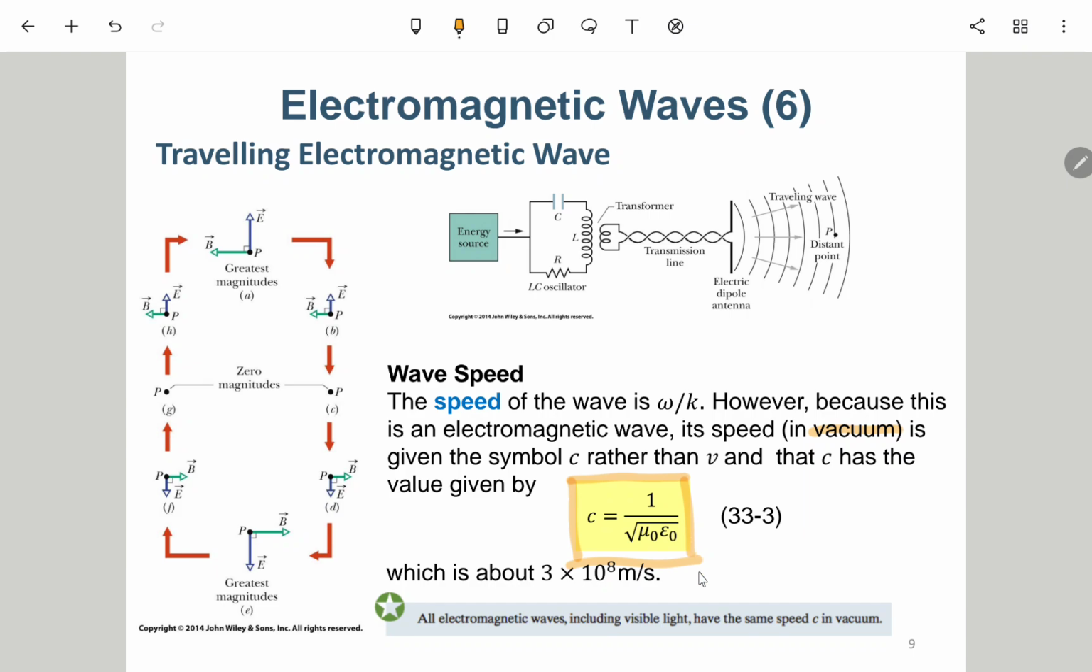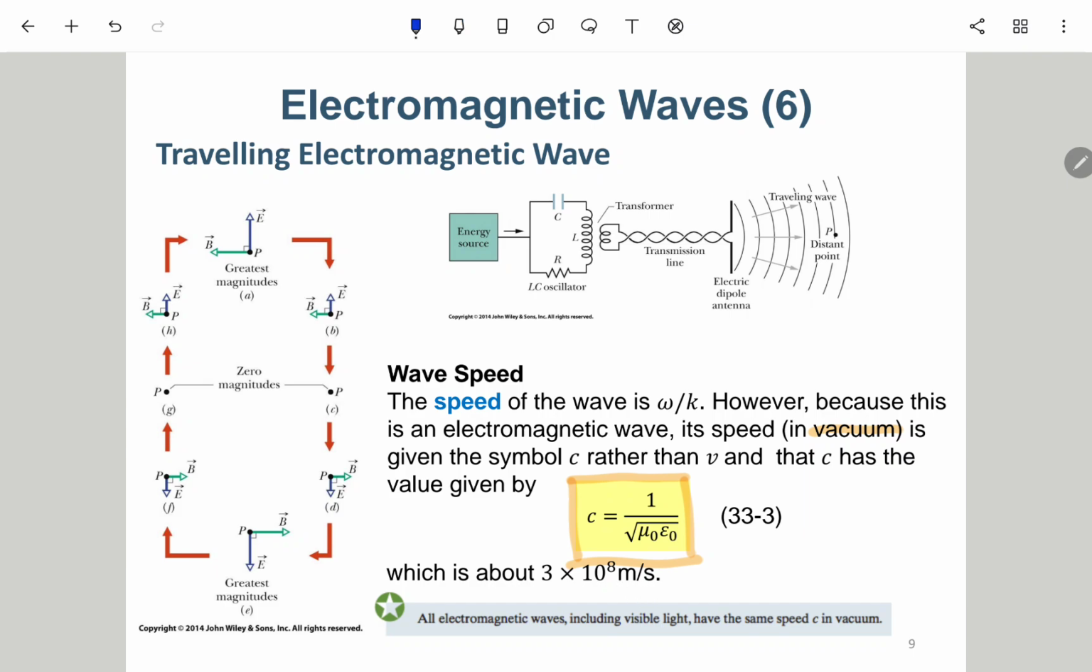naught epsilon naught. Okay, so these are two of the most important constants in electromagnetism. The epsilon naught is the permittivity, and the mu naught is the permeability. This is 8.85 times 10 to negative 12, and this one is 4 pi times 10 to negative 7. If you plug in these two numbers and press the calculator, it is more or less close to 3 times 10 to the 8th power meter per second.